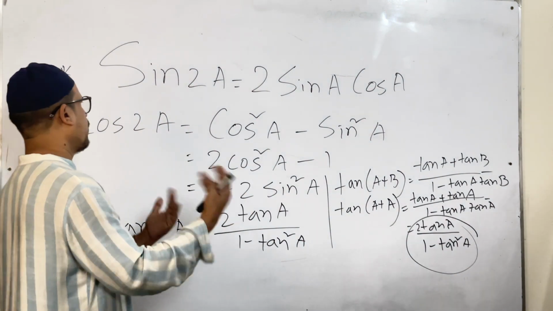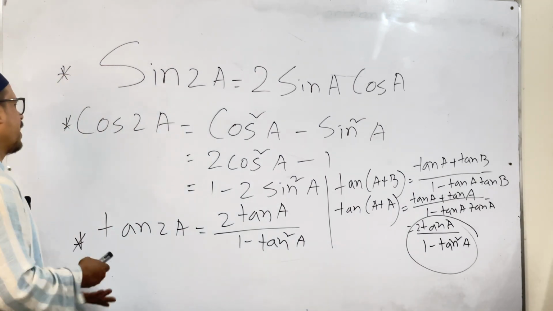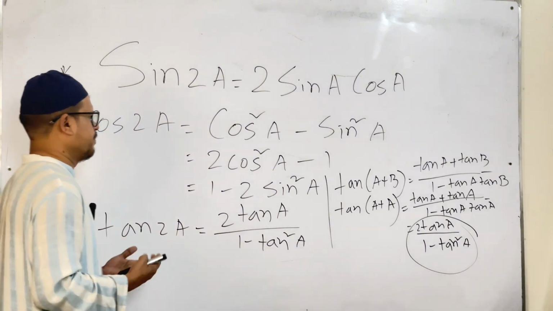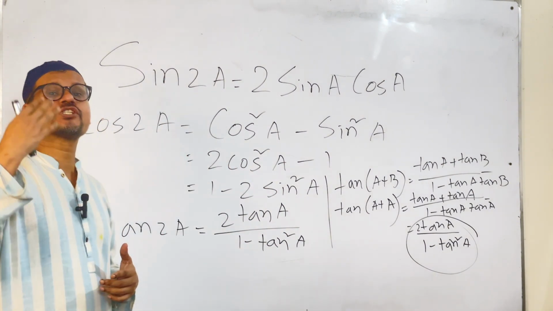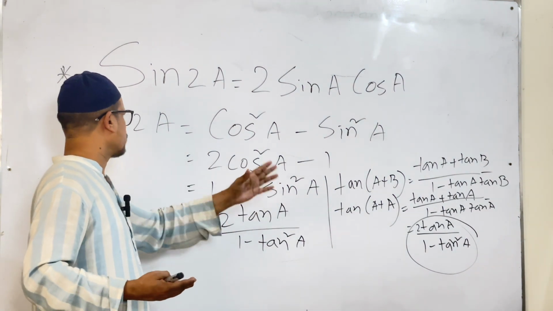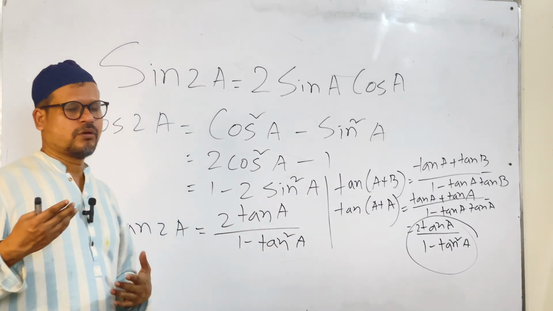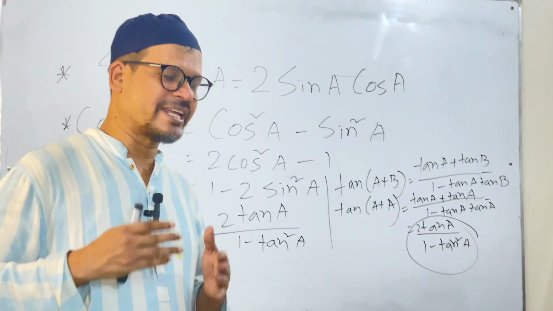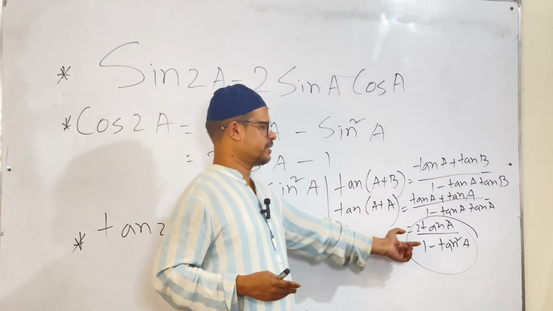Again, I said sin 2A equal to 2 sin A cos A, and cos 2A equal to cos square A minus sin square A. You can write cos 2A equal to 2 cos square A minus 1, or 1 minus 2 sin square A equal to cos 2A. And tan 2A equals 2 tan A by 1 minus tan square A, and you can deduce this like this.